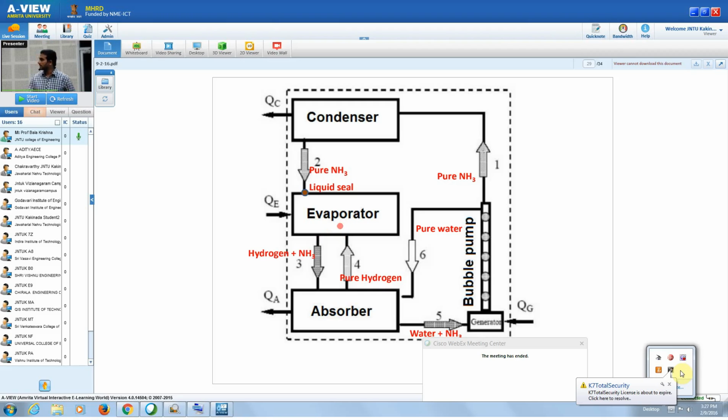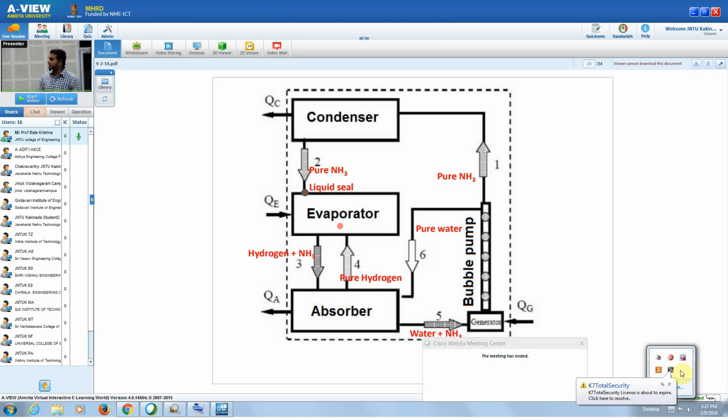Is it clear? Okay, see here, at every location, whether the evaporator, the absorber, the bubble pump or the condenser, you will have the same total pressure. Let us assume that it is 15 bar. But depending upon the quantity, there will be a mixture of pure NH3 as well as pure hydrogen coming from the absorber and mixing in the evaporator.